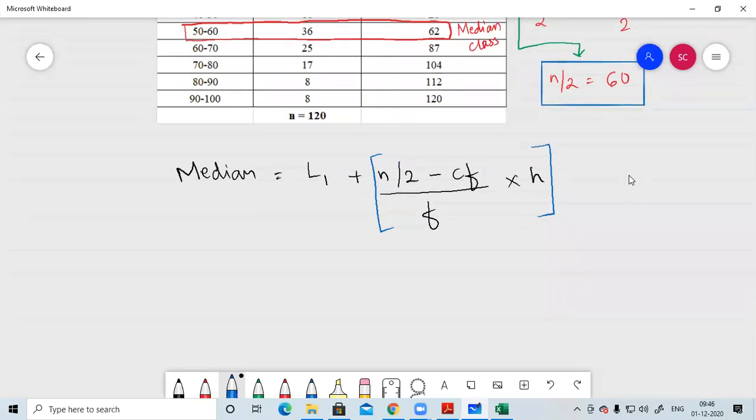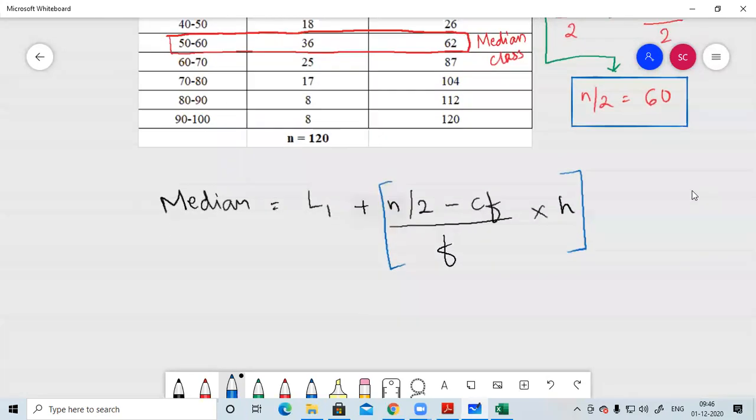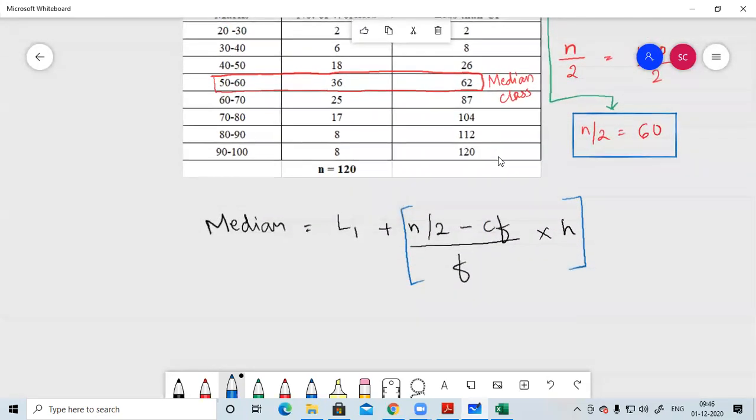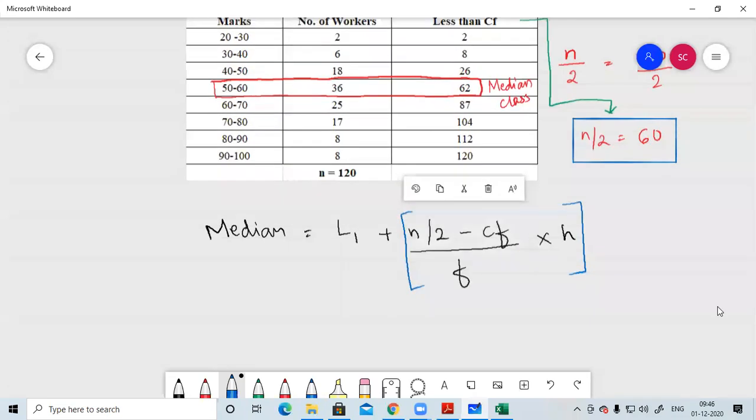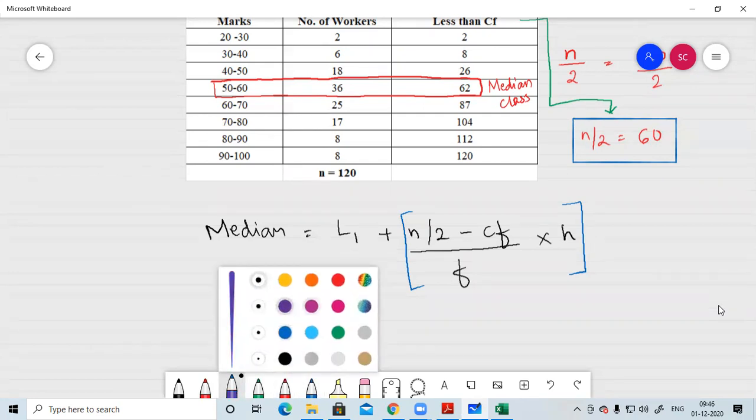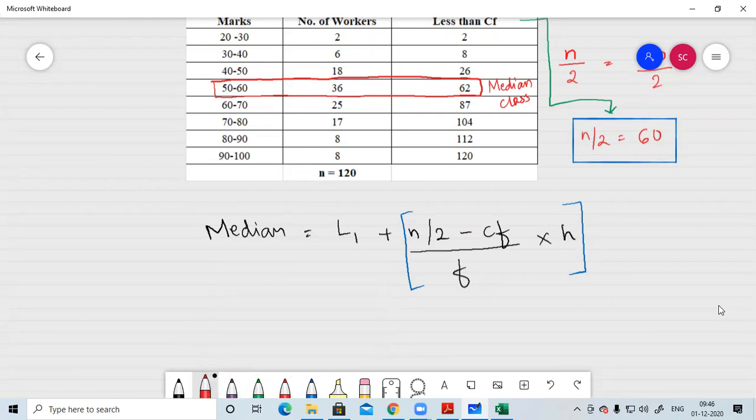Okay. What does L1 stand for? First understand that. L1 stands for the lower limit of the median class. Which is the median class? 50 to 60. So when we say lower limit, which one indicates the lower limit? That is 50 or 60? 50. So 50. An easy way to remember: lower limit is left-hand side. L for lower, L for left hand. That is the easiest way to remember.